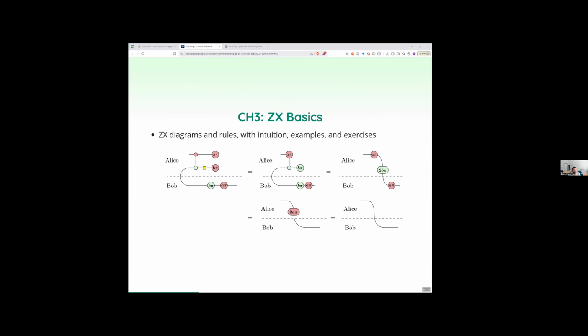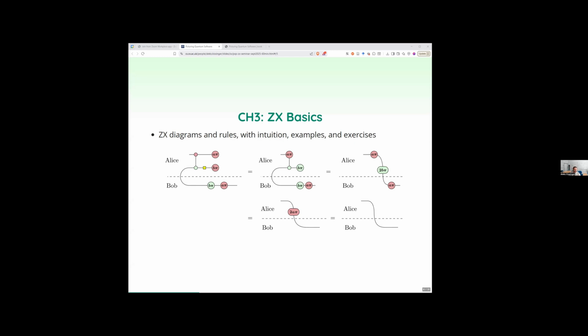Okay, so with that out of the way, we move on to a chapter introducing the basics of ZX calculus. For people that are familiar with ZX, this will be very, very familiar territory. Really just giving the rules, also some intuition behind the rules, how these connect to other things in circuits and in computation, and a bunch of examples and exercises.